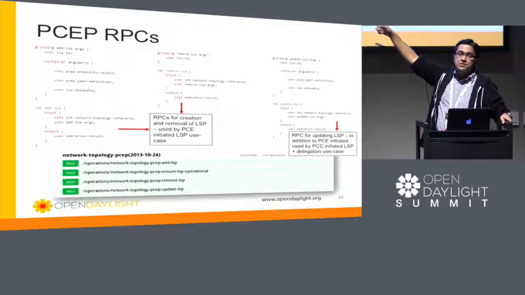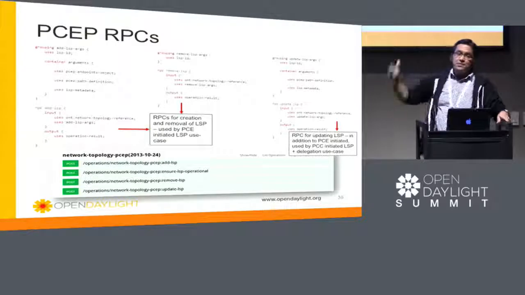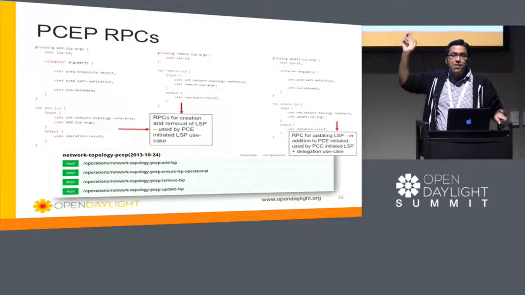So add LSP is to add the LSP. There is remove LSP, and there should be an update LSP args that can be used. These are nothing but the Yang models to create, update, and delete the tunnels.